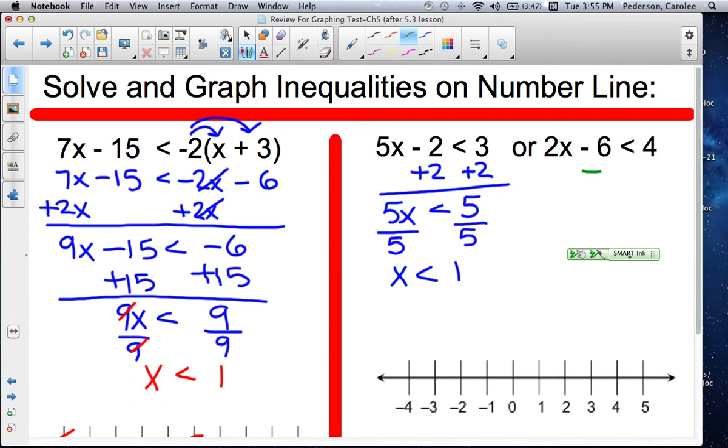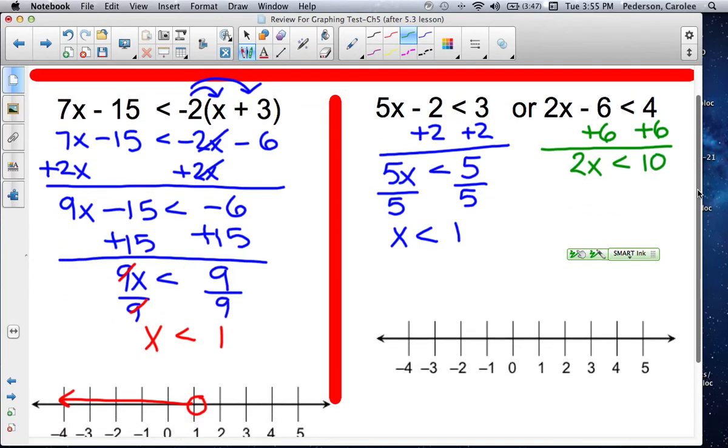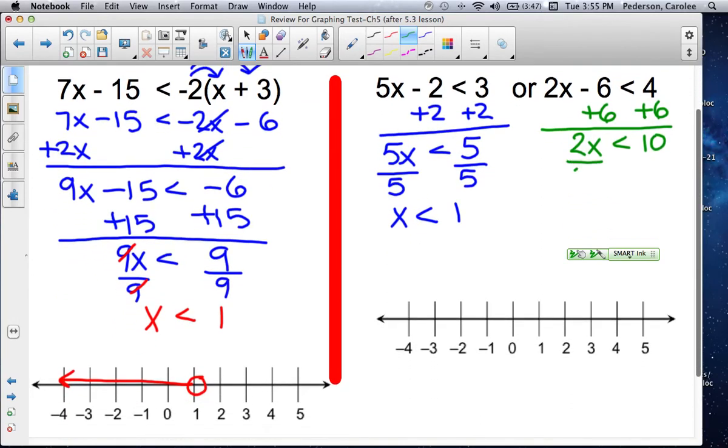We will add 6 to both sides. We're left with 2x on the left, and then 4 plus 6 is 10. Now we'll divide both sides by 2. x is less than 5. We'll put the word or in between and graph that compound inequality.